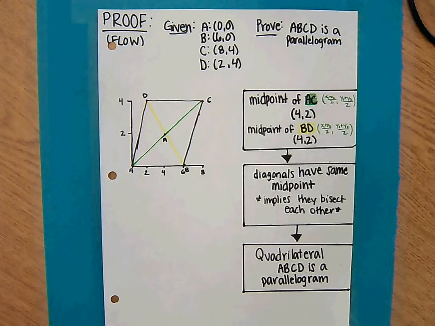So just remember that if they give you coordinates and if you're able to use the diagonals, then use them and find the midpoints, because that is a great way to go from a quadrilateral to a parallelogram, if they bisect each other. And the easy way of seeing if they bisect each other is the midpoint, because the midpoint separates it into two equal parts. Alright? Hope that helps.